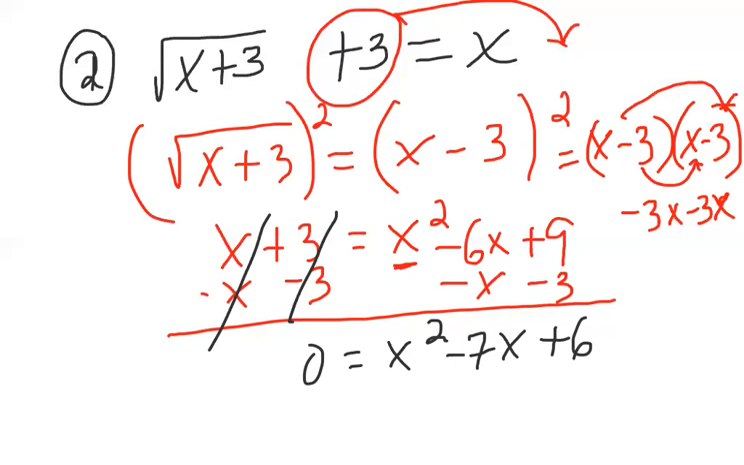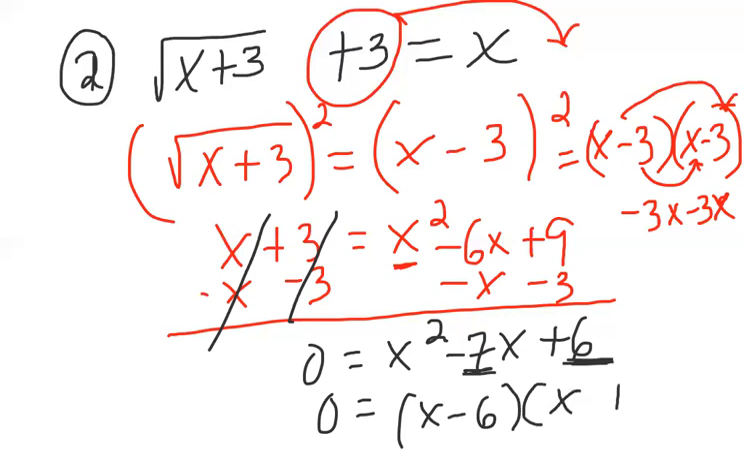And then I am going to factor the quadratic. I've got to find 2 numbers that multiply to give me 6 and add to give me negative 7. That would be x minus 6, x minus 1. So now that I have my factors, I can ask the question, what number minus 6 makes the parentheses 0? That will be a positive 6. And what number minus 1 makes the second parenthesis equal to 0? That will be a positive 1.